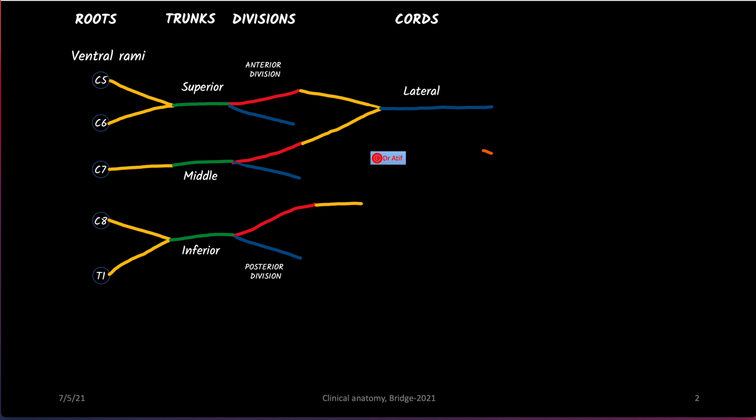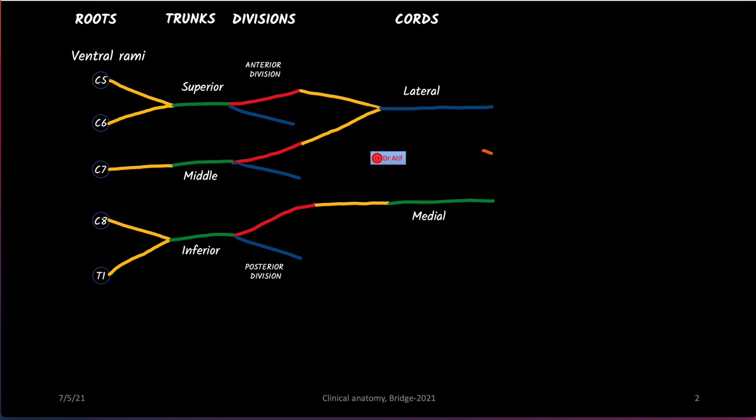And then the anterior division of my inferior trunk continues as a cord, indicated with a green color, and that will be medial to my axillary artery, so we'll be calling it the medial cord. Now we are left with all these posterior divisions.